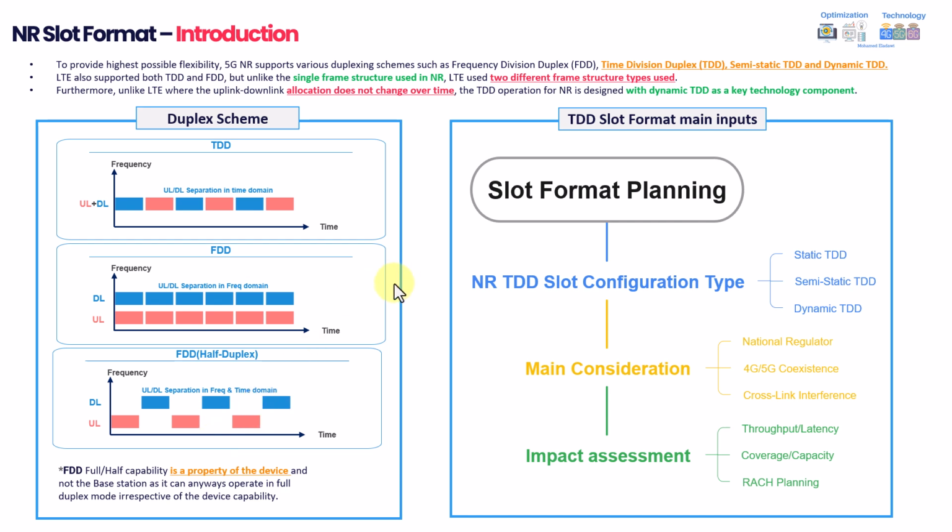So actually, now let's go through the slot format, what we're going to discuss today. These are the main inputs. As you can see here, we have 3 inputs. First of all, we are going to go through the NR TDD slot configuration types. This is very interesting because this is something new. Actually, we have 3 types.